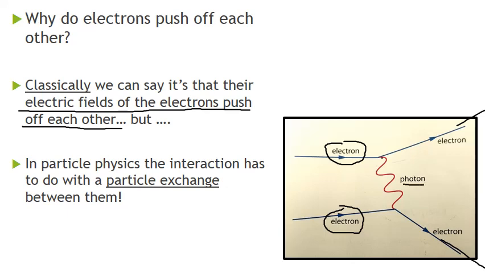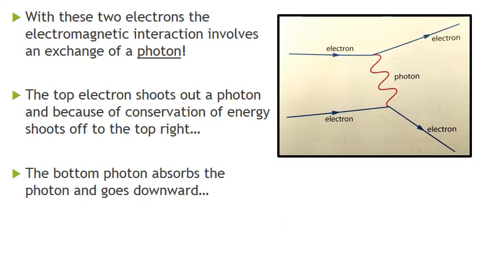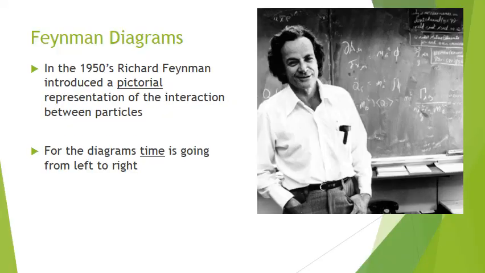So this electron shoots a photon off like this. It hits this electron, and conservation of energy or conservation of momentum, they both head off, right? It absorbs it. This electron, however, when it shoots this off, it shoots off in this direction, conservation of momentum. And so really, in the electromagnetic force, we're dealing with the exchange of a photon, which sounds kind of strange, right? So again, the top electron shoots out a photon, and then goes to the bottom right, and then the bottom electron absorbs the photon and goes downwards.